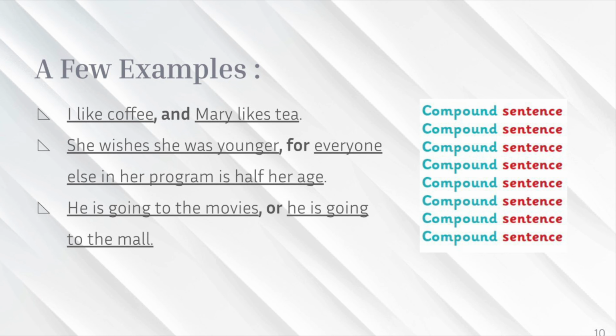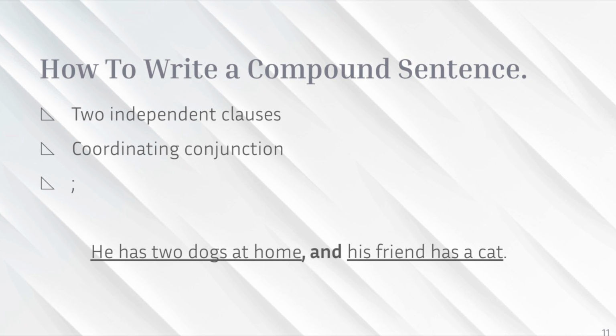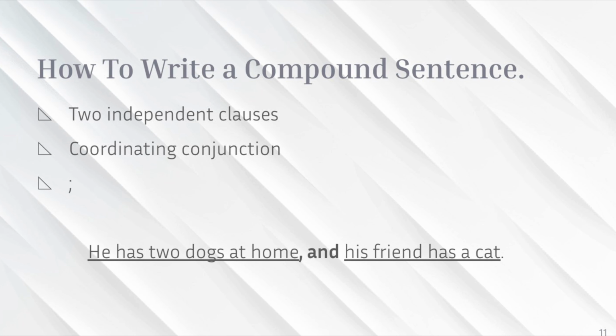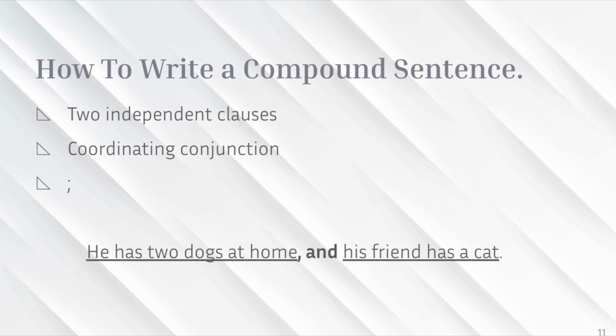Here are a few examples of basic compound sentences. I like coffee and Mary likes tea. She wishes she was younger, for everyone else in her program is half her age. He is going to the movies, or he is going to the mall. Here's how to write a compound sentence. You take any 2 independent clauses, choose a coordinating conjunction or a semicolon, and put them together. My example is, he has 2 dogs at home and his friend has a cat.